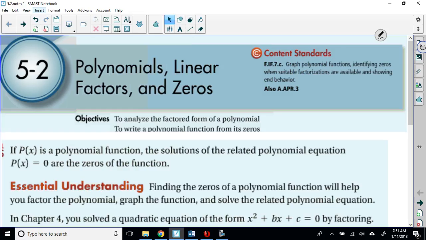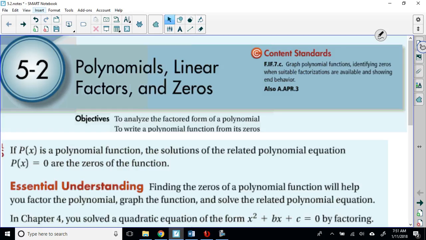Today, we're looking at Chapter 5, Section 2, Polynomials, Linear Factors, and Zeros. Polynomials, linear factors, and zeros. Anytime I hear a list of three things, the first thing that always comes to mind is lions and tigers and bears, oh my. Remember that from The Wizard of Oz?